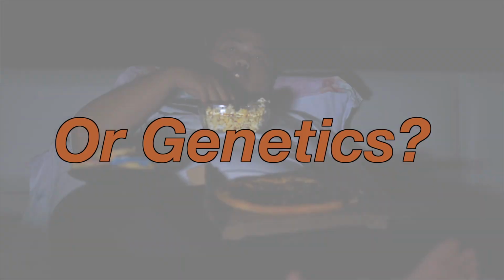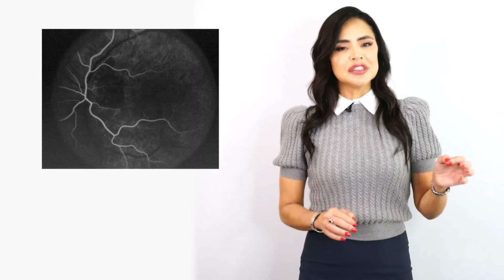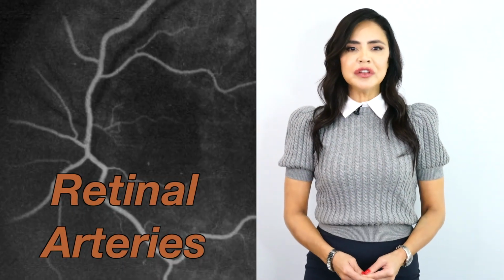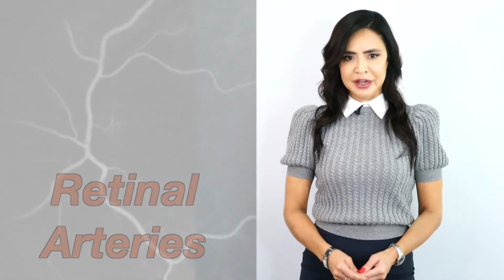Hypercholesterolemia. High cholesterol comes from poor diet, obesity, or genetics. Cholesterol sticks to the walls of blood vessels, which can block the path to the retinal arteries, causing vision loss. Chapter 4 goes over the causes and effects of these disorders. It is important to be well versed on them.